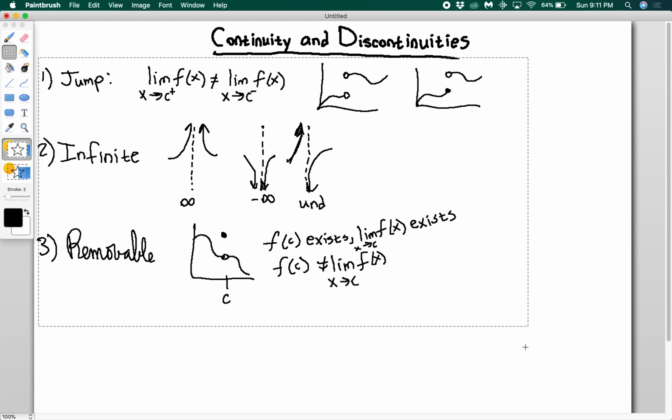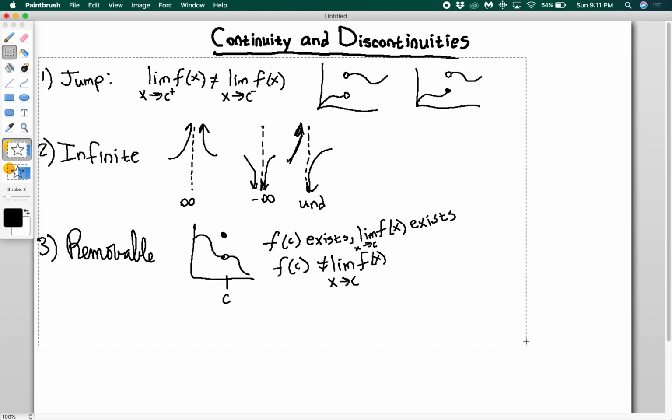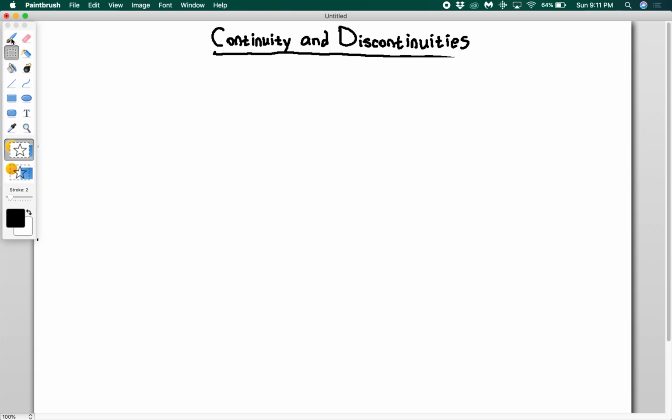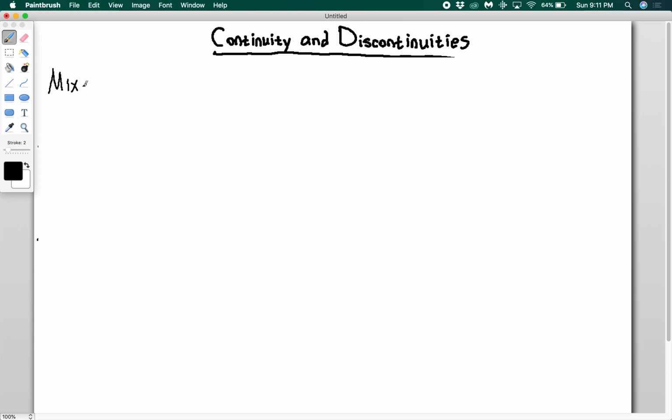So I'm going to get these out. These are the three again that are really important to know. But then we get to some others. So you could have something like a mixed discontinuity. A mixed discontinuity is anything where you have a mix of two or more discontinuities.